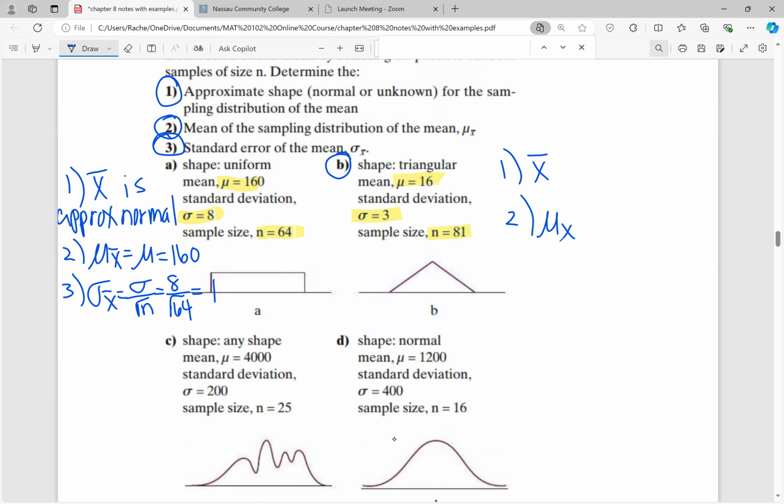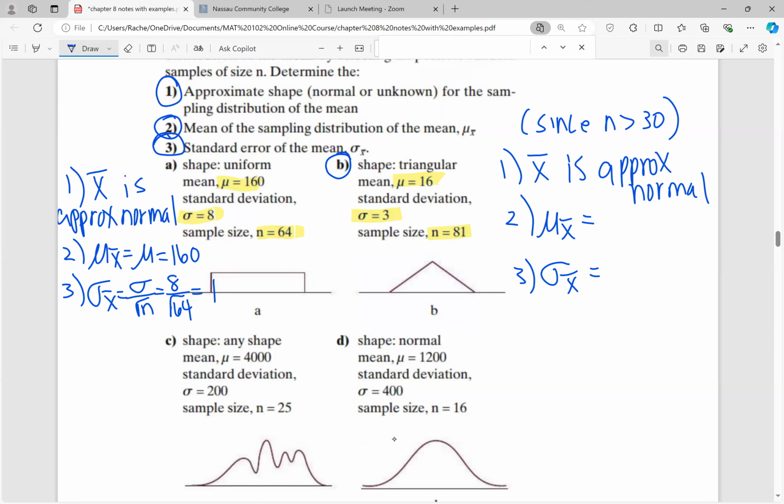What is mu sub X bar going to be equal to? And what is sigma sub X bar going to be equal to? So same 3 things we're calculating for part B. Since we're sampling from a non-normal distribution, we can't assume that X bar is going to be normal. We have to look at sample size. Since the sample size is greater than 30, we can apply the central limit theorem and say that X bar is approximately normal. Again, since n is greater than 30.